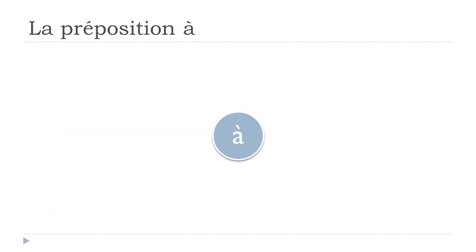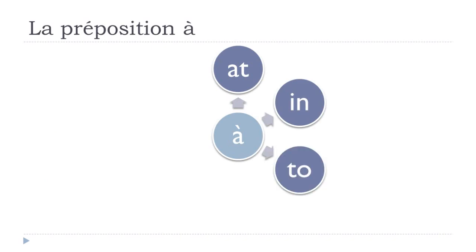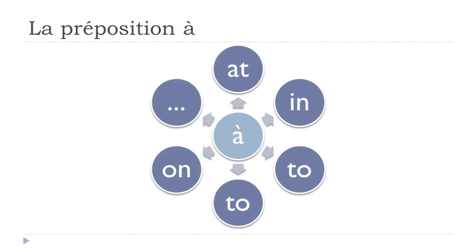Why? Just because à could be translated in English with at, in, to, and then I'll explain the reason why we've got this second to here, because it will be the from something to something. So that's the main reason why we've got the two tos. And then it could be translated with on, and then other meanings and other uses of this preposition à. Okay, so we'll start with at, if that's okay with you.